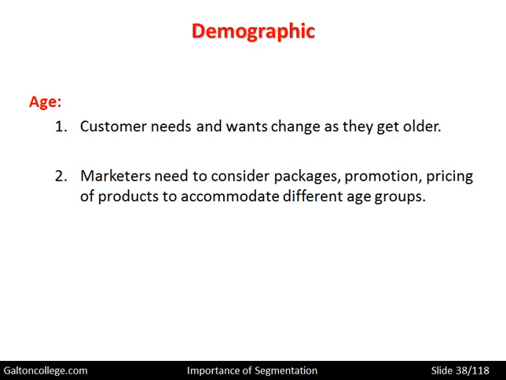And marketers need to consider packages, promotion, pricing of products to accommodate different age groups. So younger populations have different needs to older populations. Well, the packages need to reflect this. The types of product need to reflect it. The way they're promoted needs to reflect it. The pricing of the products, and so on. It needs to match the requirements of the segment that's been identified.